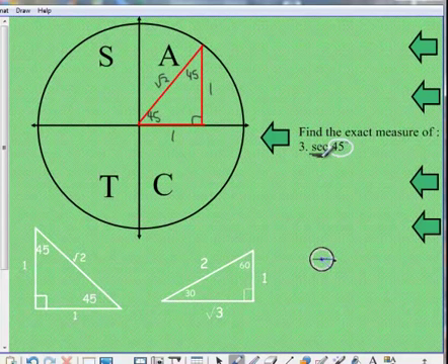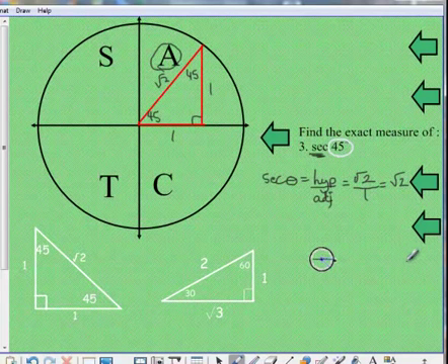Secant. I got to go back to that chart. Secant is cosine upside down. So it's hypotenuse over adjacent. The hypotenuse is radical 2, and the adjacent is 1. And since we're in the first quadrant, all my trigonometric functions are positive. So the secant of 45 is radical 2. And you can check that on your calculator. We'll show you how to do that in class.